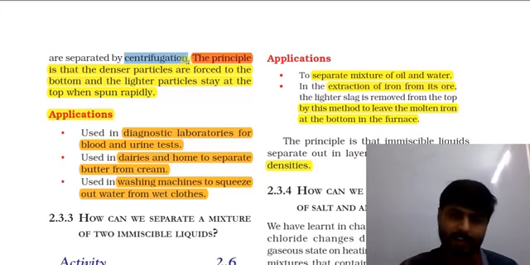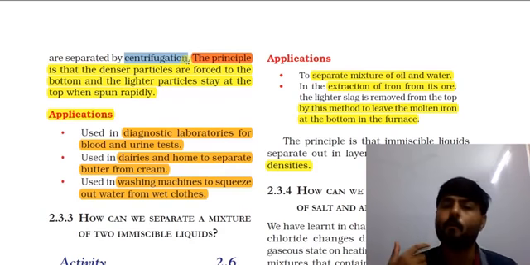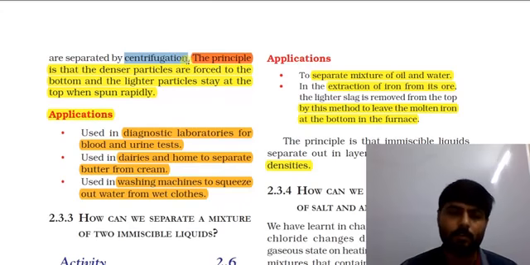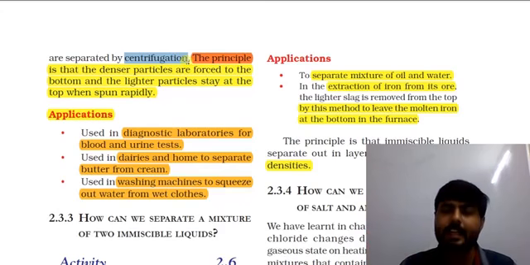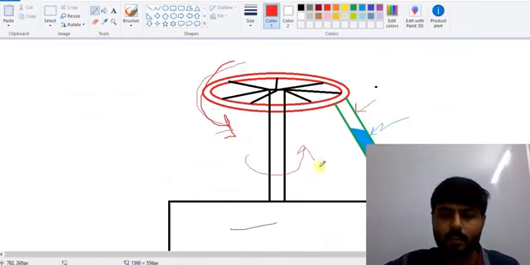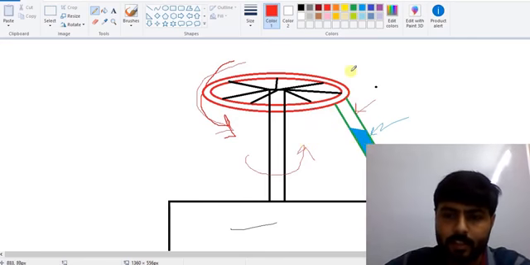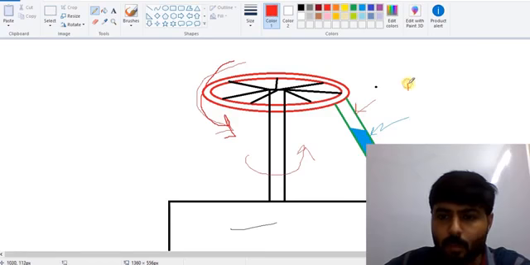When it spins rapidly, when it rotates at full speed, what will happen? The denser particles, or let's say heavier particles, are thrown outside, and the lighter particles remain near the center. Let's see in the figure. For example, this mixture has some darker particles and some lighter particles. Let's say we have two particles, blue particles and red particles.